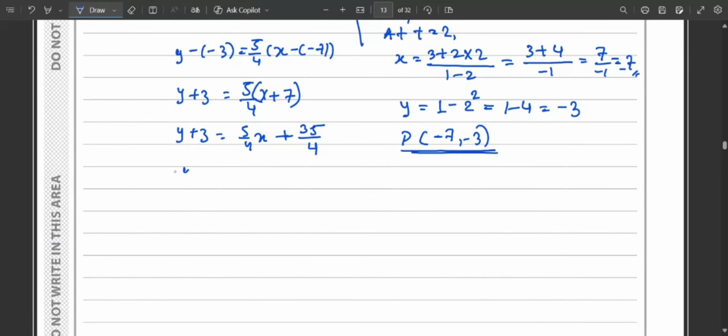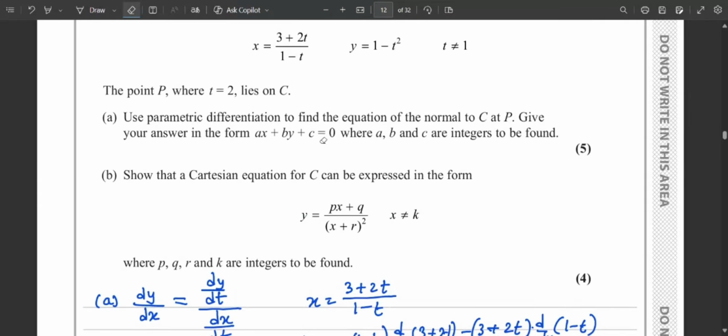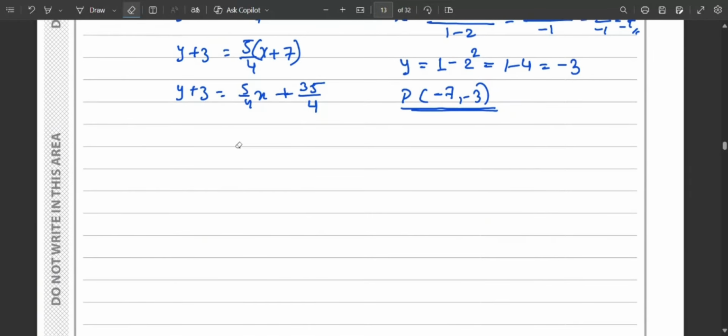Further simplification is required because we have to give our equation in the form ax plus by plus c. So I can multiply by 4 on both sides. Multiplying by 4 on both sides will give us 4y plus 12 equals 5x plus 35.